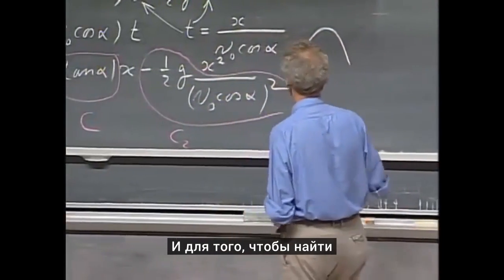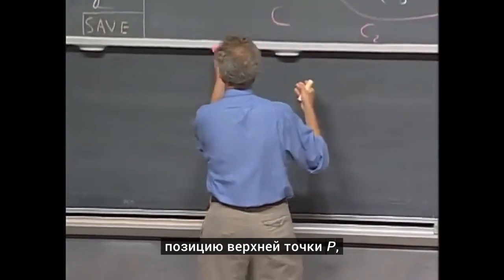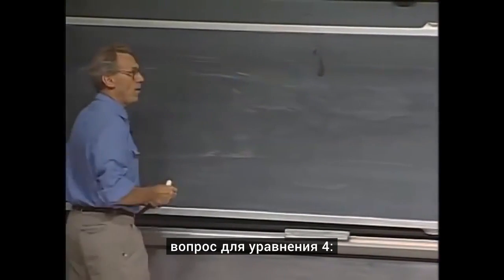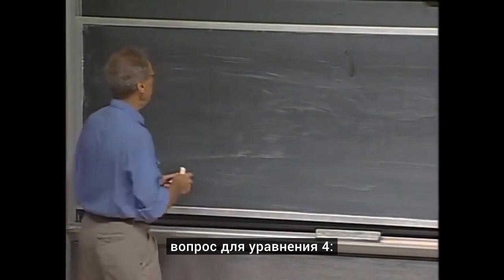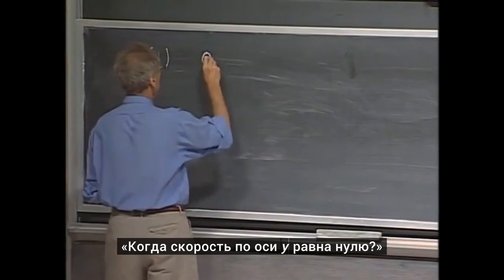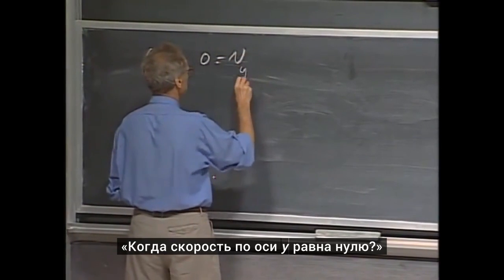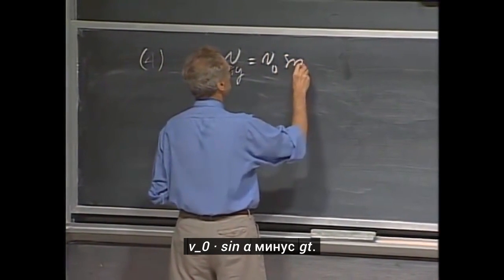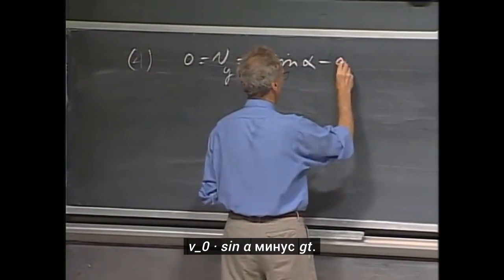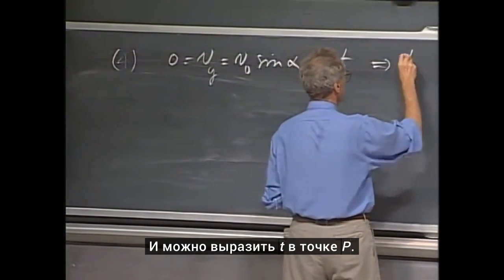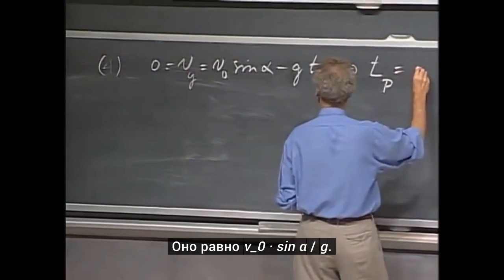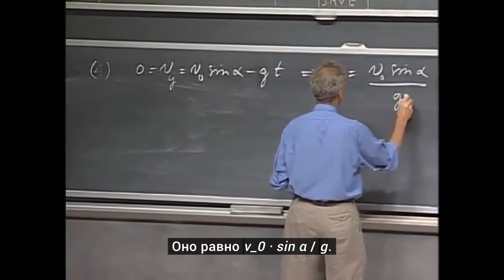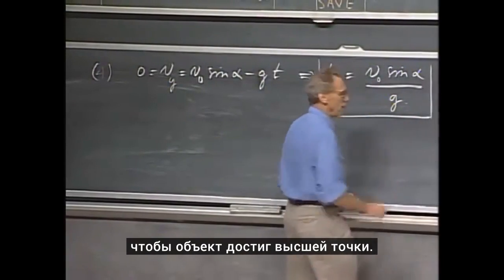So in order to find the position of the highest point P, we first ask ourselves the question from equation number 4: when is the velocity in the y direction 0? And that then becomes v0y, which is v0 sine alpha, minus gt, and out pops that t at point P is going to be v0 sine alpha divided by g. So that's the time that it takes for the object to reach the highest point.